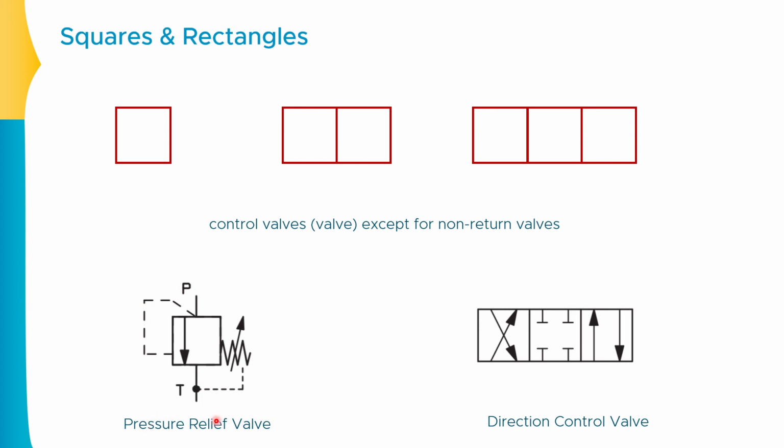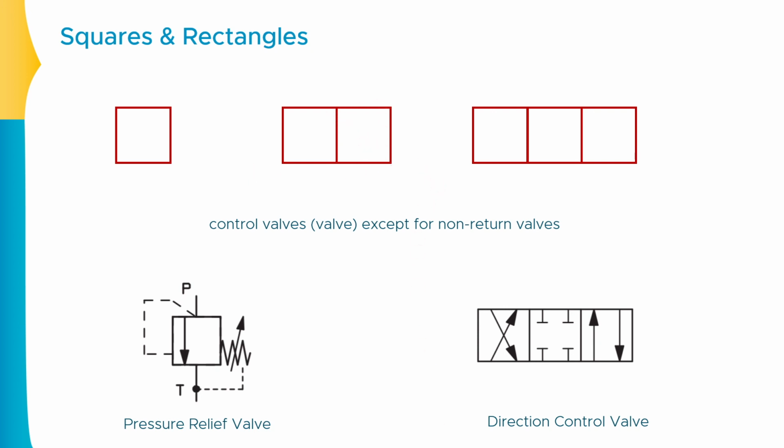This is the pressure relief valve. This is taking one square. This is a pressure relief valve. The second example is the direction control valve. This is the 4x3 direction control valve, which is actually using 3 squares within it. So this kind of control valves are represented with the help of the number of squares.